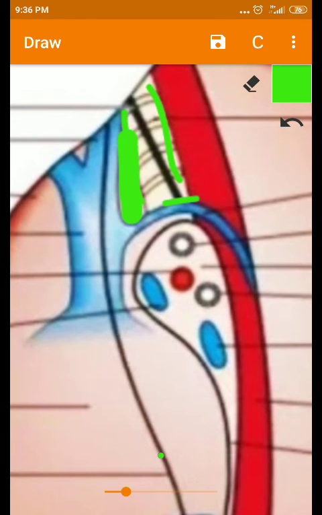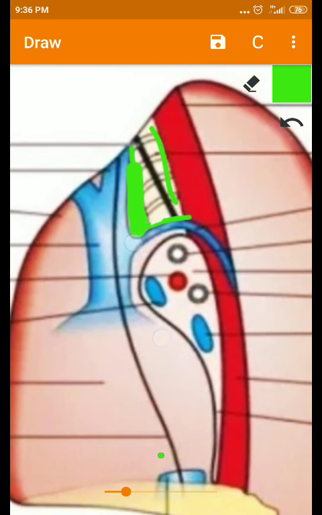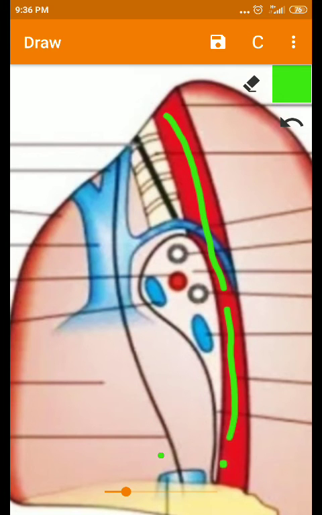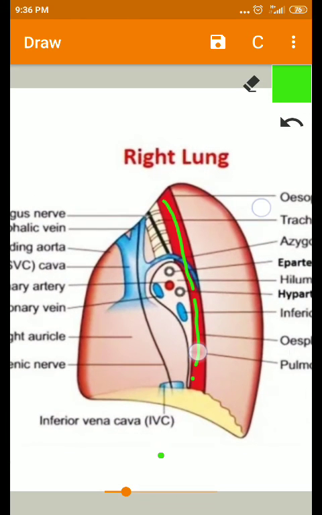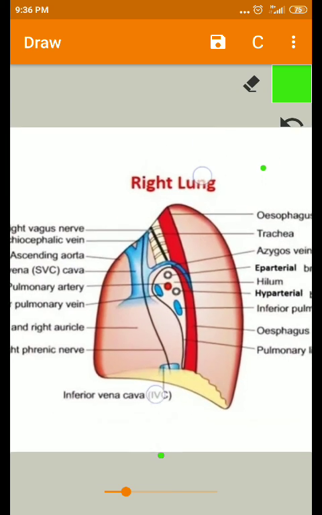Above the root, the trachea is ending up at the level of the T4 vertebra. So it is related to this much area only. And behind this trachea you will have the esophagus. So these are all the structures related to the mediastinal surface of the right lung.